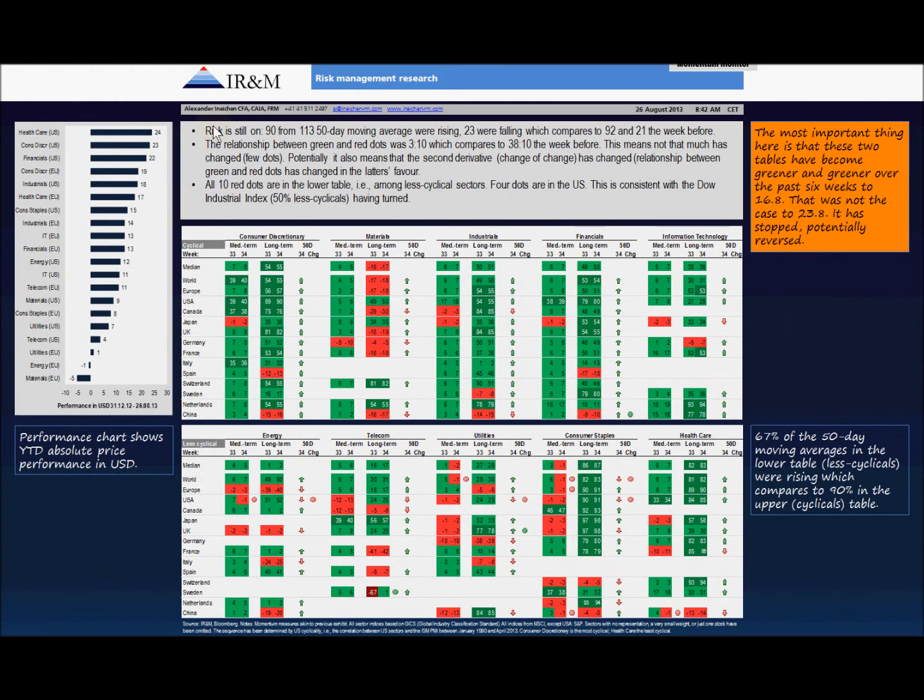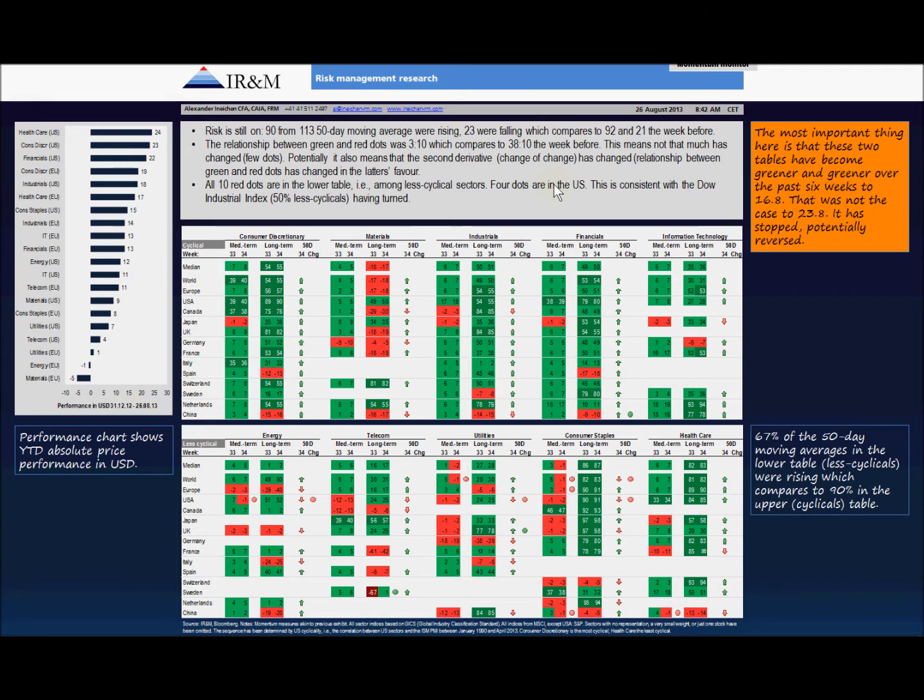This is the second page of the momentum monitor. Typically, I have a summary comment in orange. In this particular case, it's a statement that these two tables have turned greener and greener over the past 6 weeks, and that this has stopped.